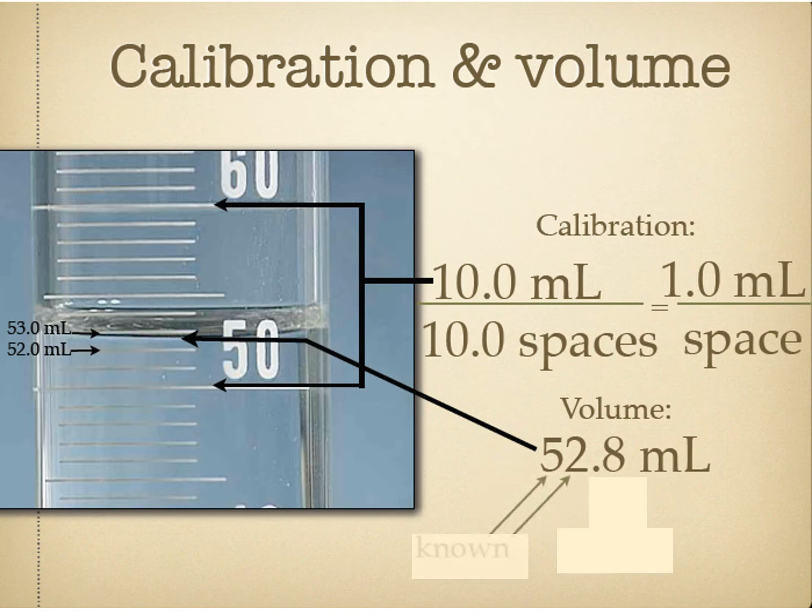So that 52 is a known number. Remember the term known. And then the 8 is an estimate. Again, it's approximation. If you said 7, that's fine. Even 9, that'd be fine. Again, it's approximate.